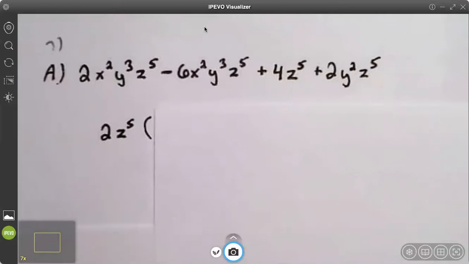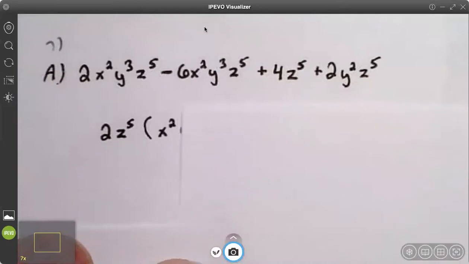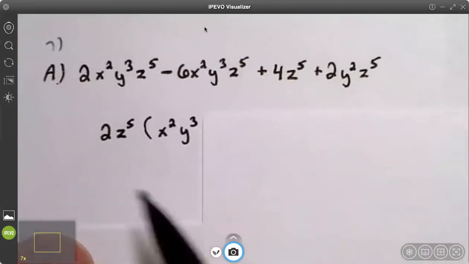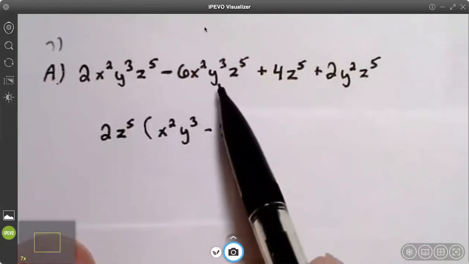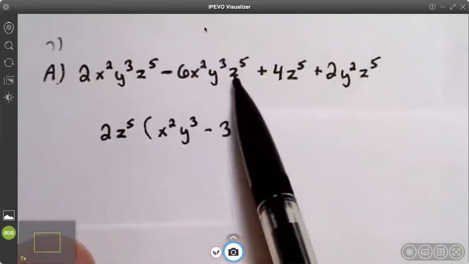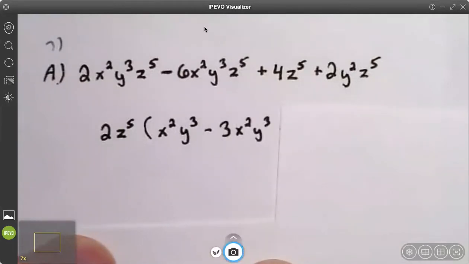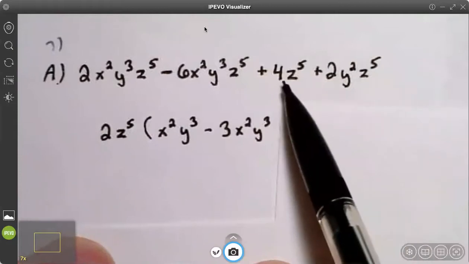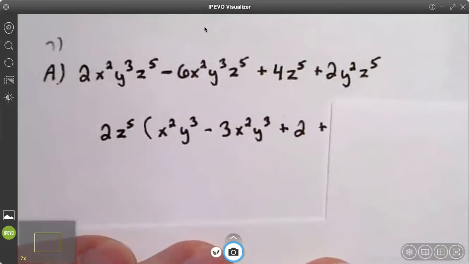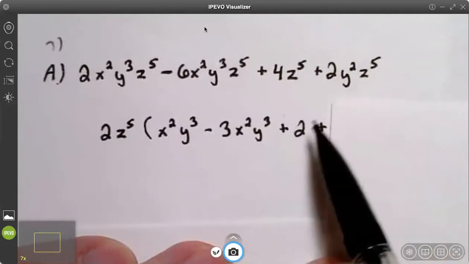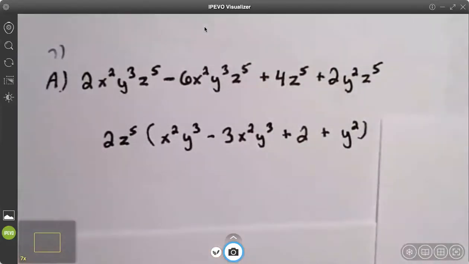Now what's left? In the first term, I took the 2 out, the z to the 5th, so I'm left with this x squared y cubed. In the second term, 2 times negative 3 is negative 6. I took all 5 of the z's out. I'm left with both the x's and all 3 of the y's. Here, 2 times 2 is 4. I took all 5 z's out. And on the fourth term, the 2 came out, the 5 z's come out. I'm just left with the y squared. And there's your answer.